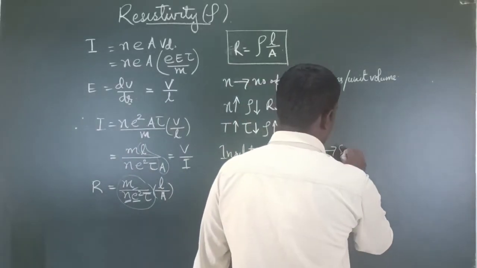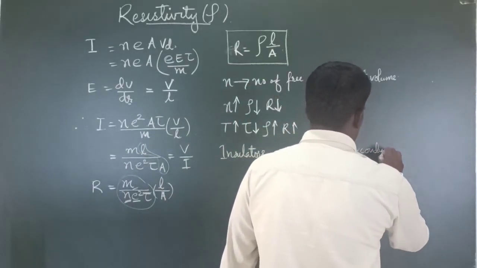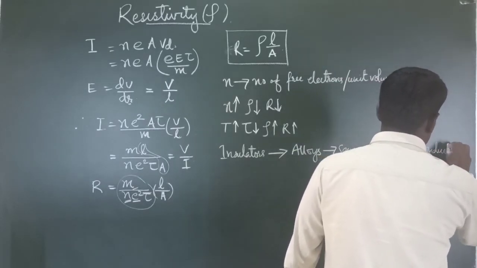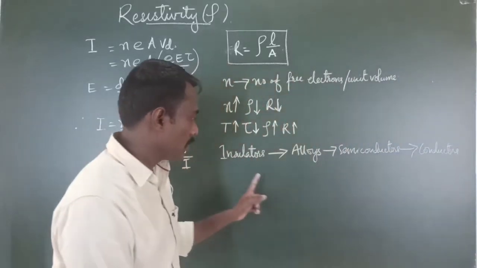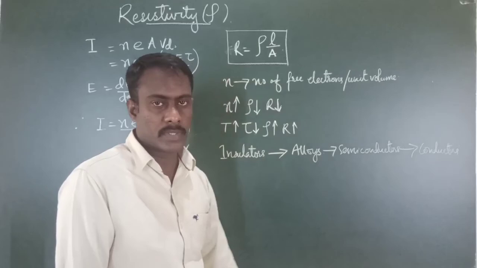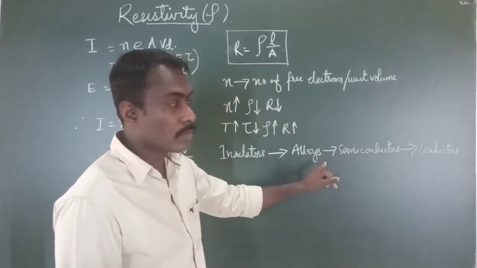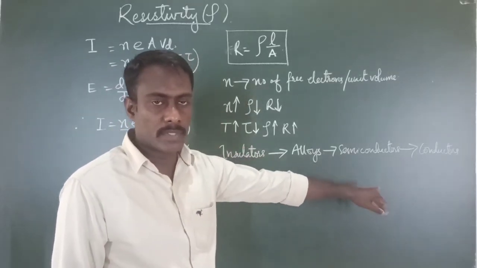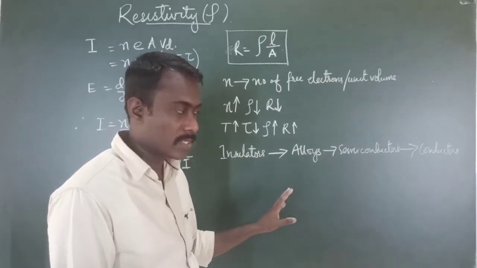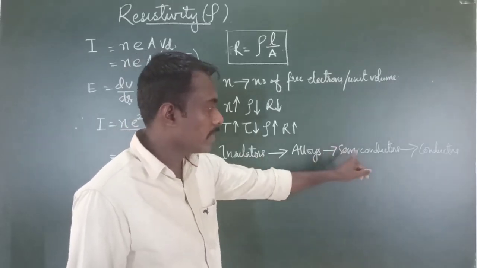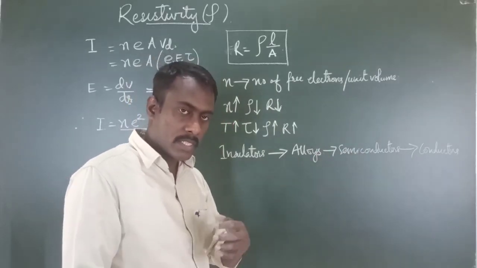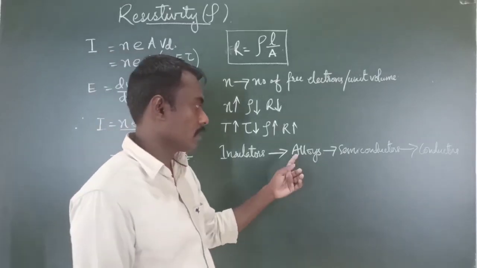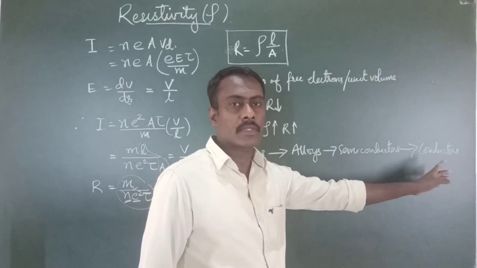And next is semiconductors, and then conductors. So this is the order of the materials in decreasing resistance or resistivity. First is insulators that provide maximum resistance, and then alloys. Actually it should have been semiconductors, but it is alloys, because it is a mixture of metals that provides much more resistance against the flow of electrons. Then next semiconductors and then conductors.